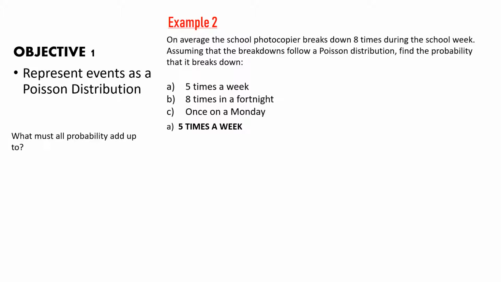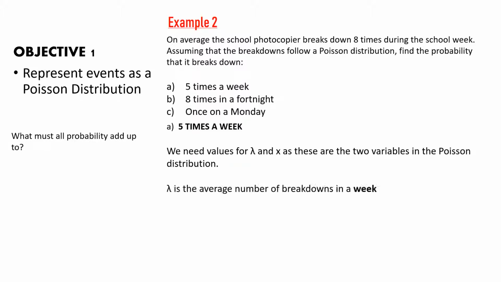But the thing that doesn't change at the start, or for the first part, is the average. And each time the time scale changes, you've got to recalculate the average. So what have we got? For the first question, for 5 times in a week, we need values for lambda and x, and the value for lambda is the average or the mean. And it says on average the school photocopier breaks down 8 times during the school week. So that's 8 for lambda.